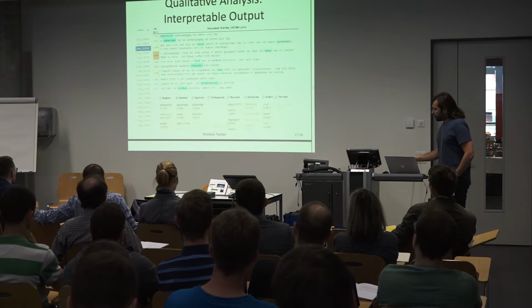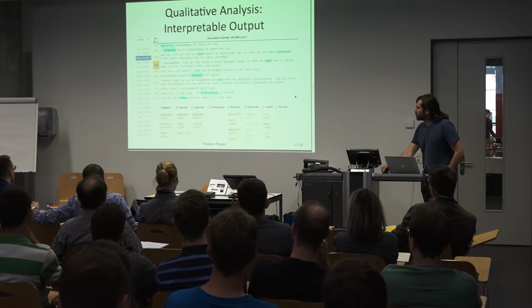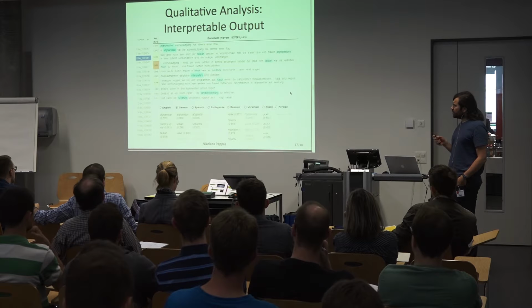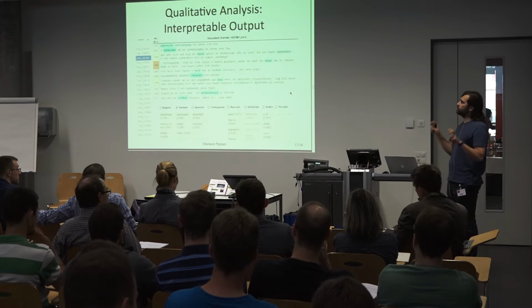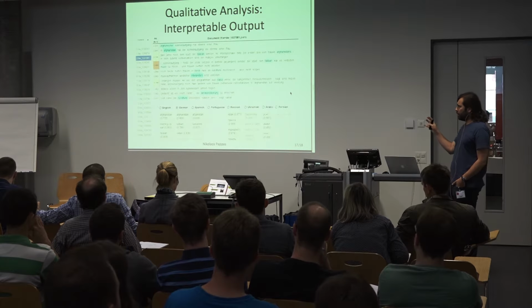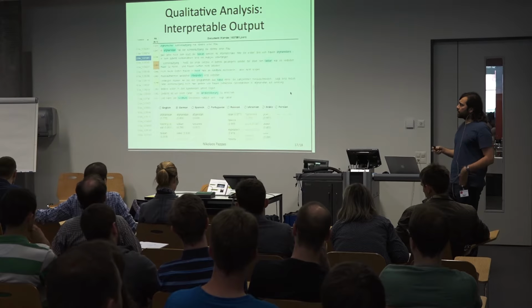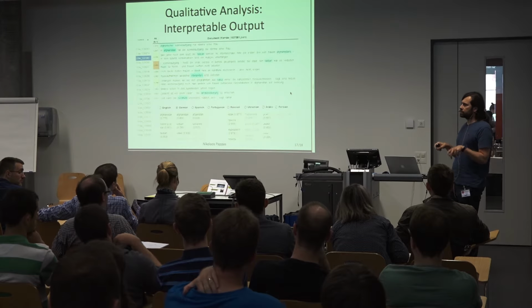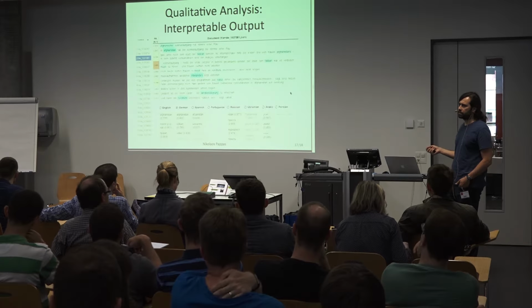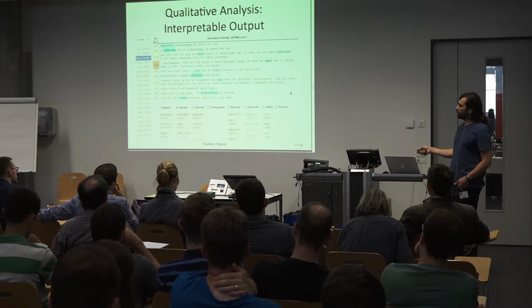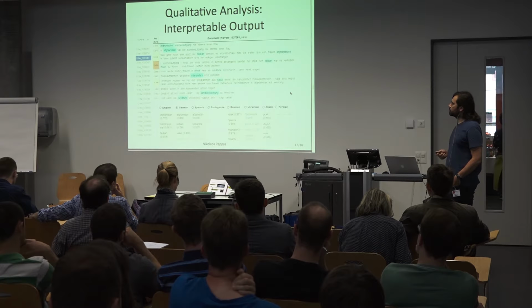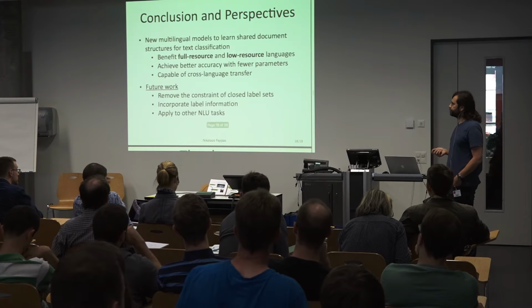And finally, something that I'd like to show here is that you can think of the output of such networks as sort of interpretable, because you can look at the attention scores and see what parts of the text are important for making the labeling decisions, which may be useful for some applications as well, and also for understanding what's going on.